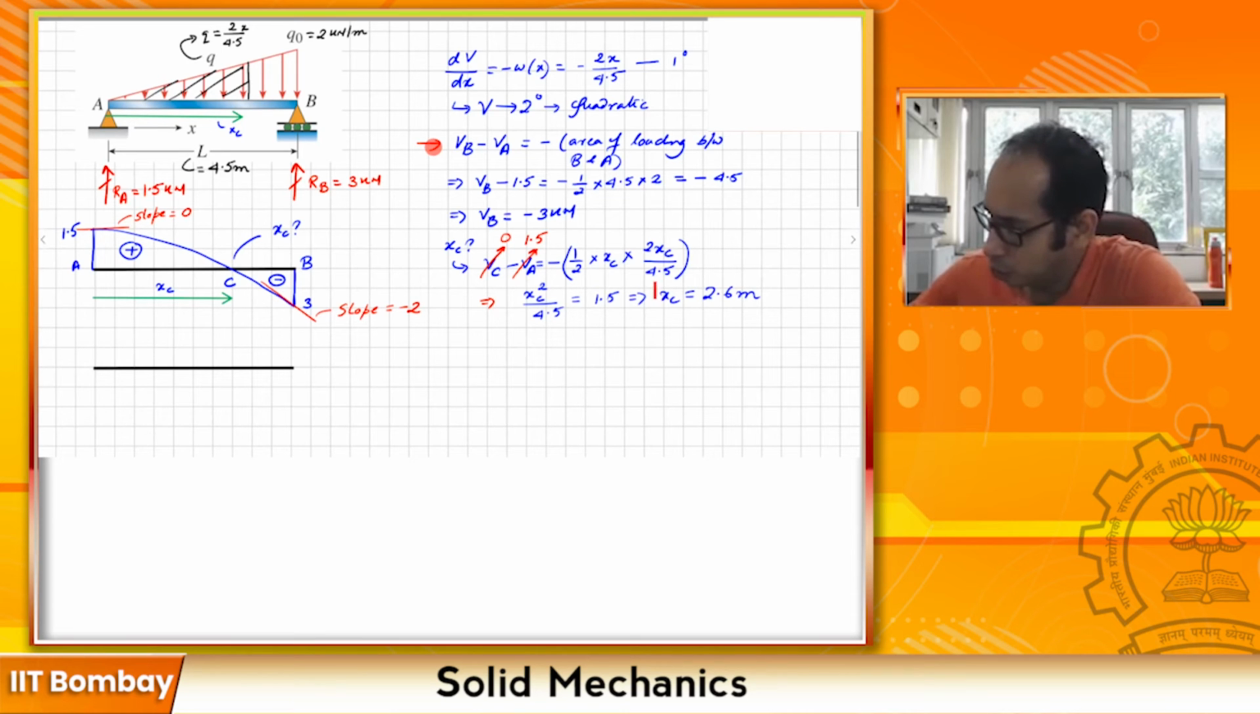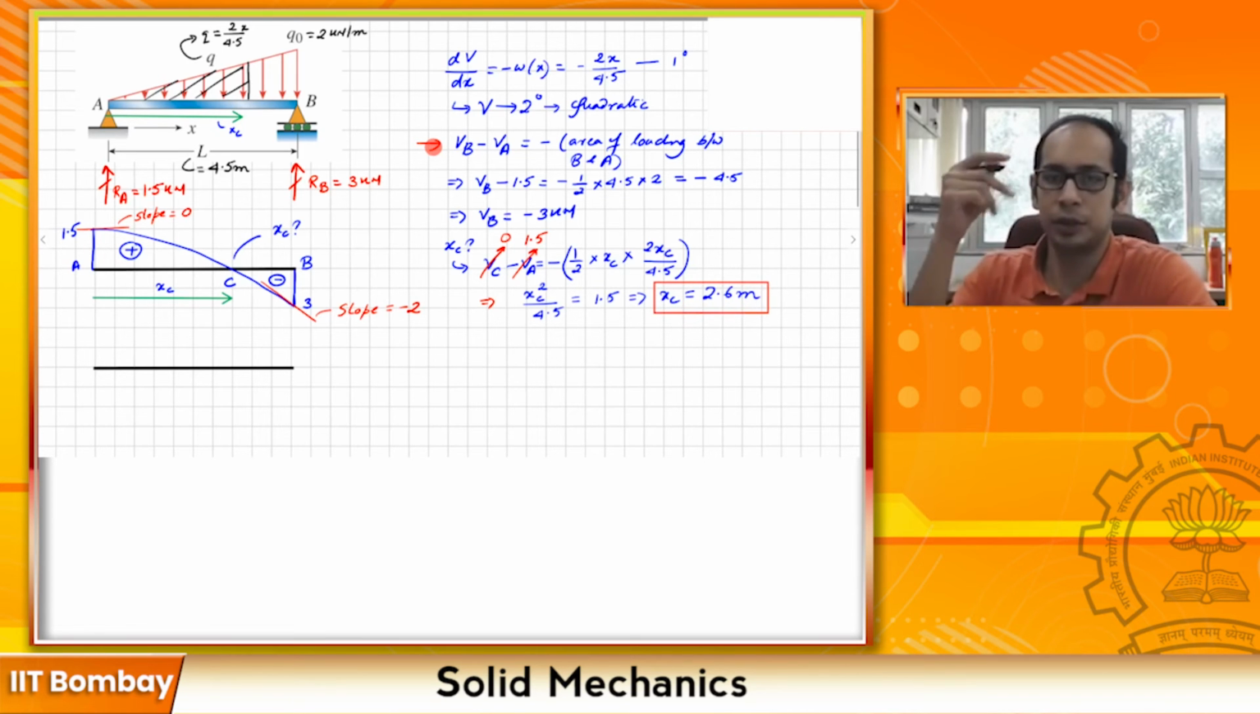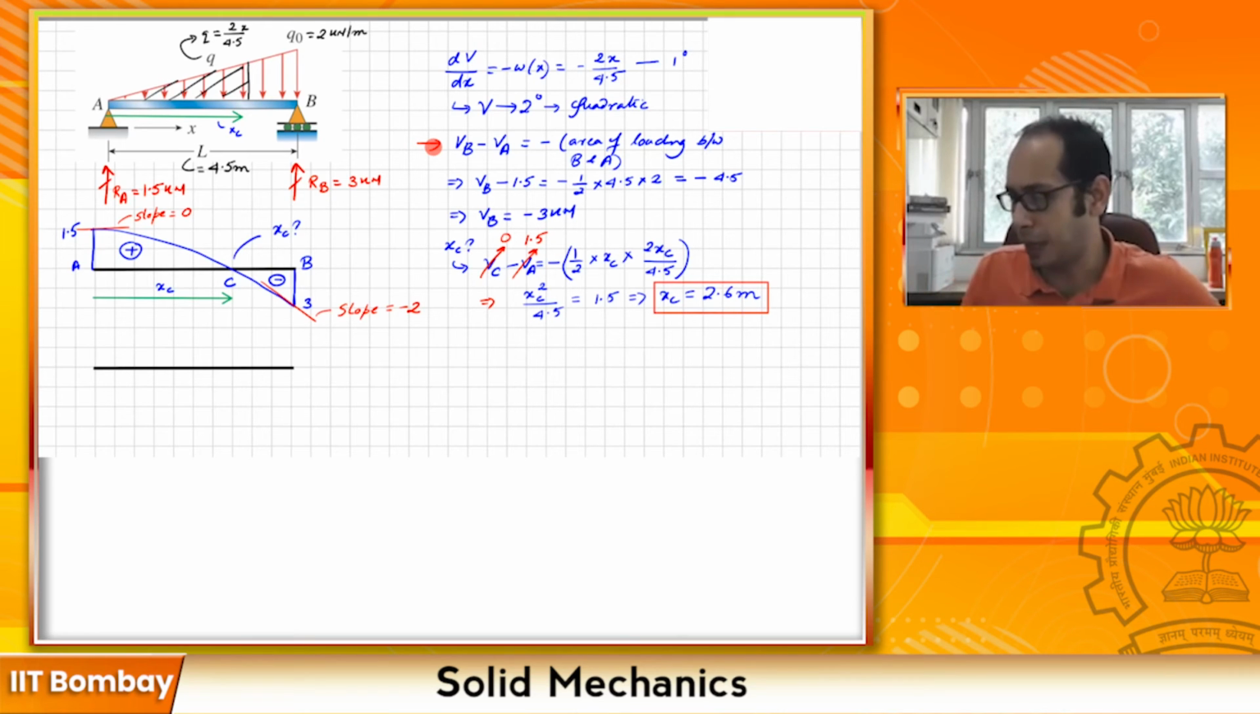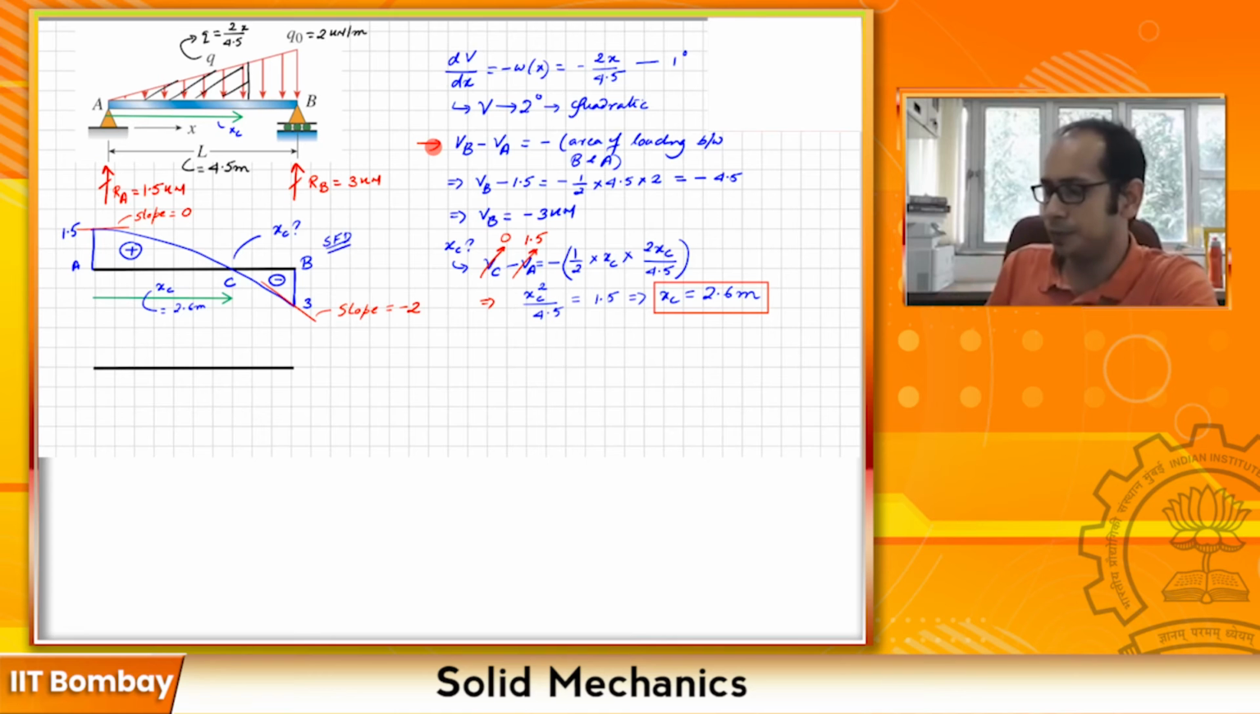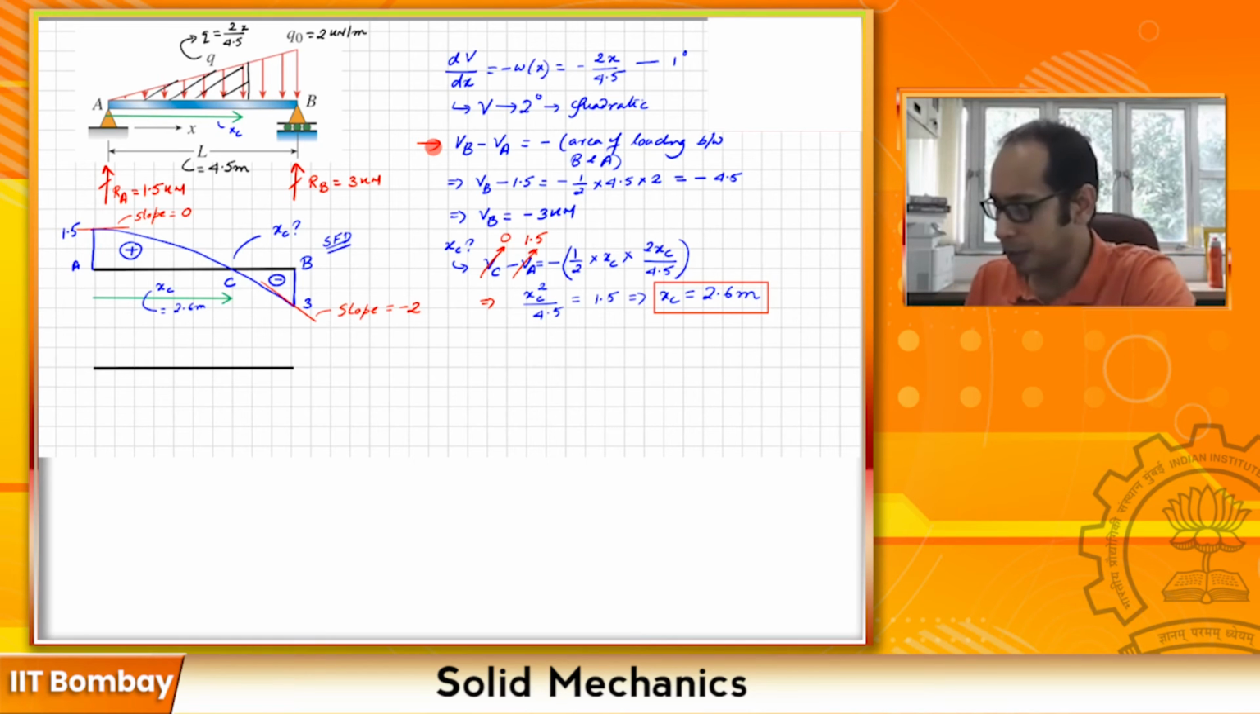So that gives you the point at which the shear is becoming 0. So this XC, which we found out over here, comes out as equal to 2.6 meters. Now our shear force diagram is done. So this is my shear force diagram, SFD, which we just drew over here. Now the next is the bending moment diagram.